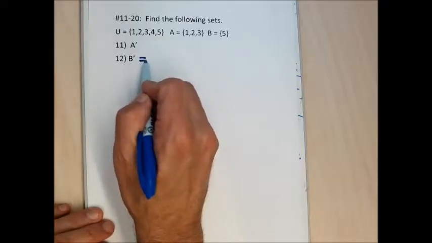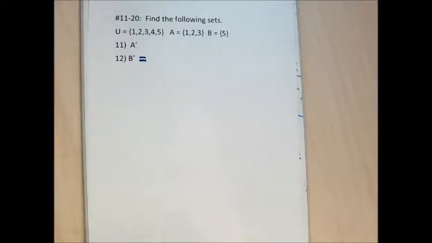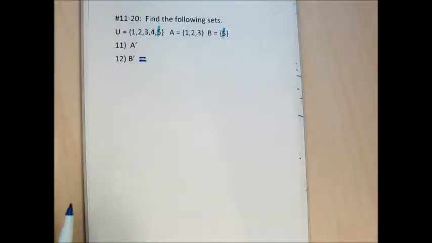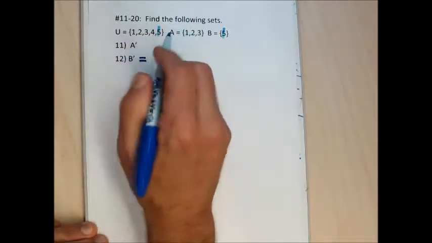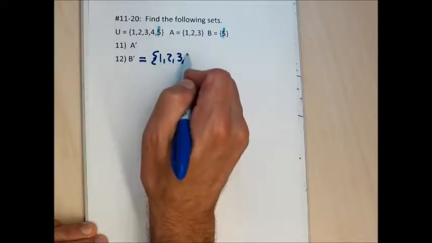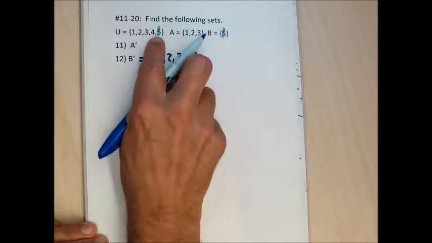So 12 wants me to find B complement for these new sets. B is just the number 5, or the set containing the number 5. B complement's going to be the set containing the numbers 1, 2, 3, and 4. It's everything in the universal set that's left when I take out the element of B.